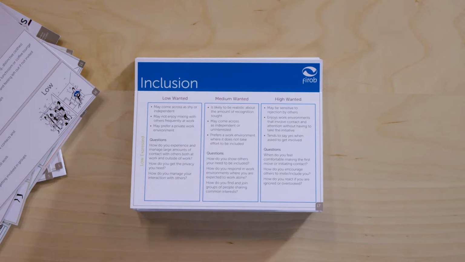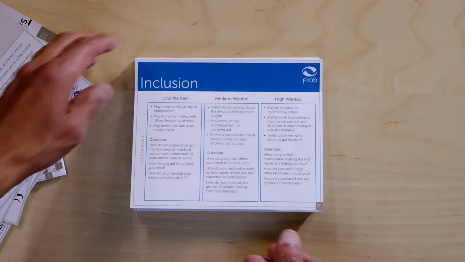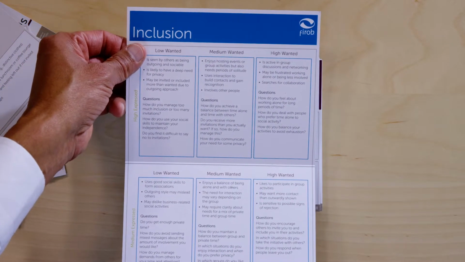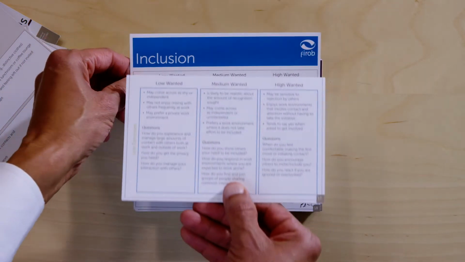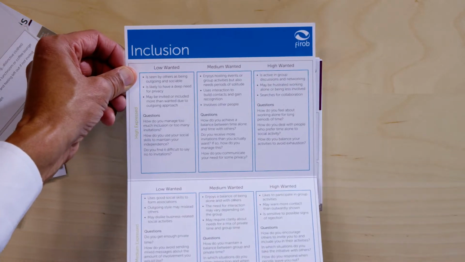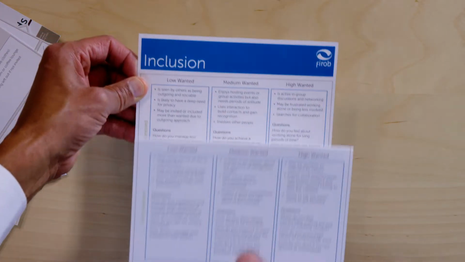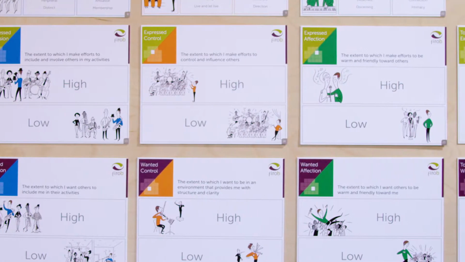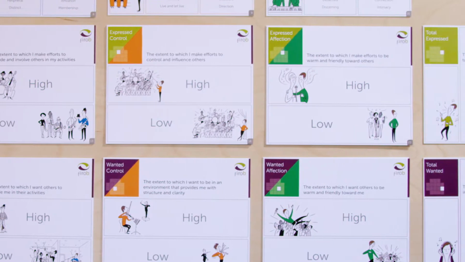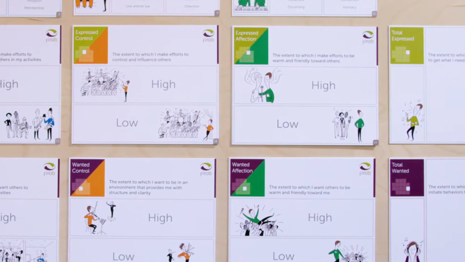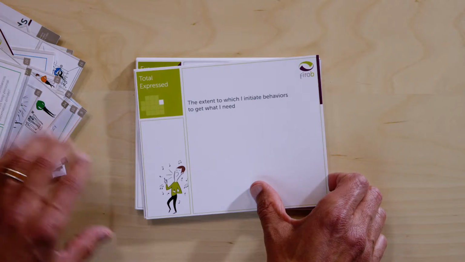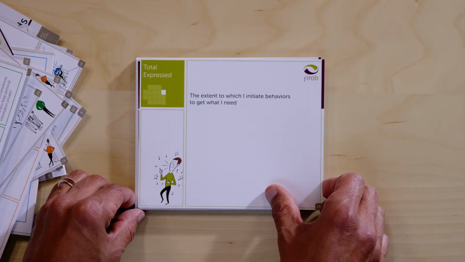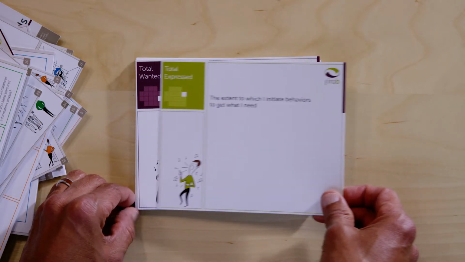After that, it's time to reveal to the participant his or her reported results on the FIRO assessment. Intended to be used along with the participant's report, this fold-out card provides a grid showing behaviors associated with low, medium, and high expressed inclusion when combined with low, medium, and high wanted inclusion, as well as helpful questions to guide the learning. The cards for expressed and wanted control and expressed and wanted affection follow this same order of presentation.